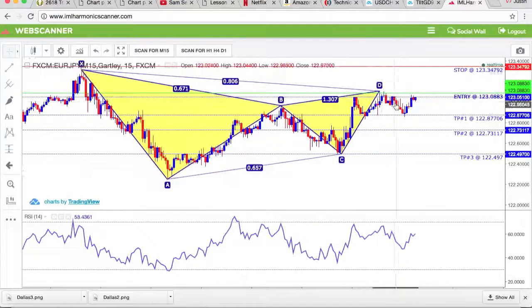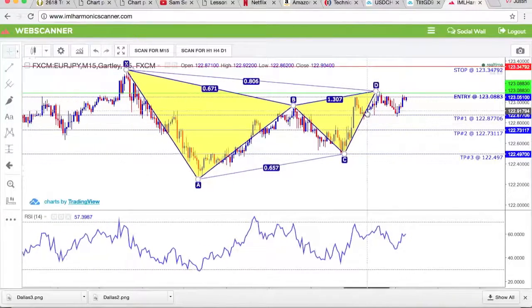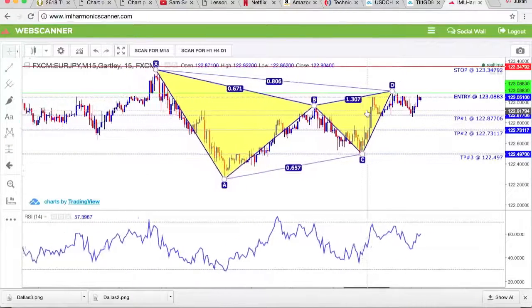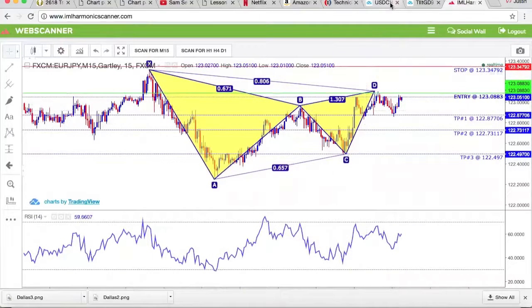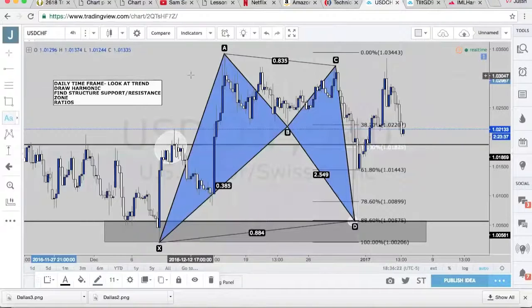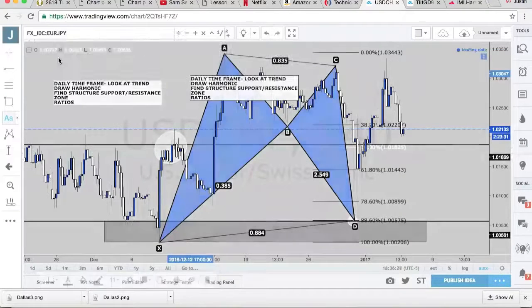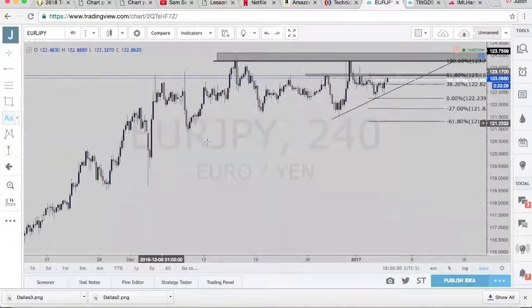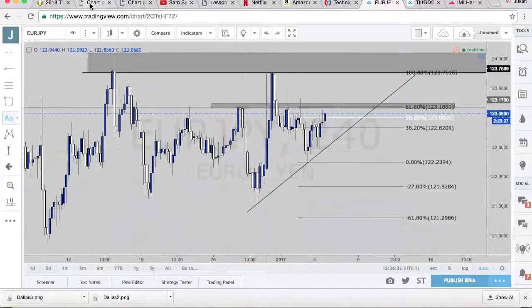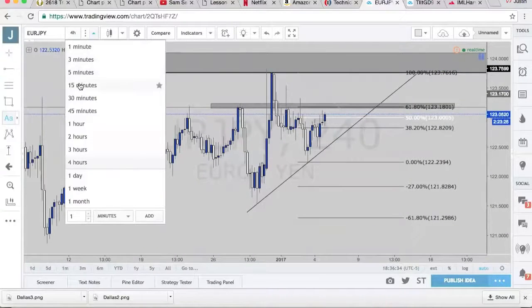Started making its way down. Okay, so we can see here, if I was on the 15-minute Euro JPY, let me just go here for you guys. Do this live. I already have some stuff here. I was already analyzing on H4. Let's go to 15-minute.